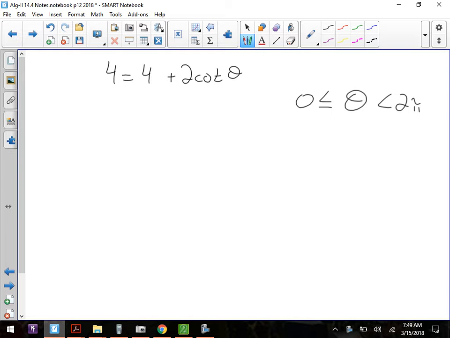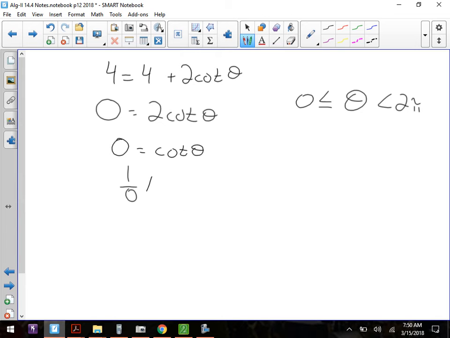Okay. So in this case here, subtract 4. Excuse me. And then divide by 2. And now that means cotangent of theta is 0. Well, cotangent is a reciprocal function, isn't it? What's the reciprocal of cotangent? Tangent. What's the reciprocal of 0? Undefined. Very good. So this means that this is the same as 1 over 0.